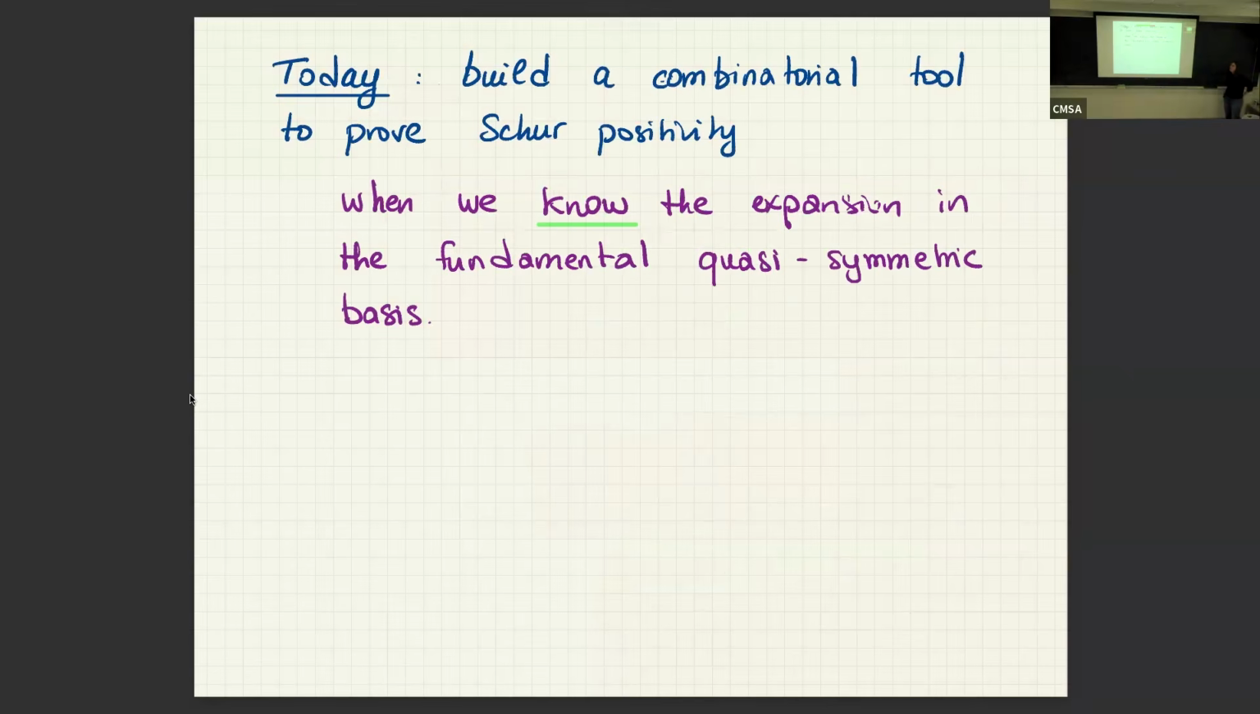So what I'm going to do today is try to build a combinatorial tool where the idea is to prove Schur positivity, but for a certain family of symmetric functions, the symmetric functions where we know the expansion in the fundamental quasi-symmetric functions. So that would not be all the symmetric functions, but I want to do that for certain symmetric functions where I know the expansion in the fundamental quasi-symmetric. So let me explain what I mean by these words.